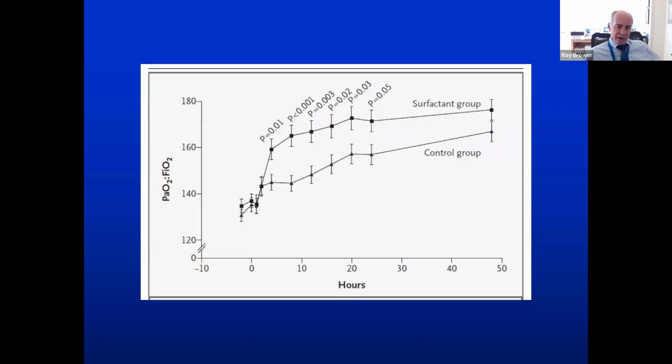Here we see the arterial PO2 divided by FiO2 ratio on the vertical axis plotted against hours on the horizontal axis. And as you can see, within an hour or two, arterial oxygenation improves because surfactant gets into those injured alveoli, improves surface tension, the alveoli that previously had been atelectatic and open.